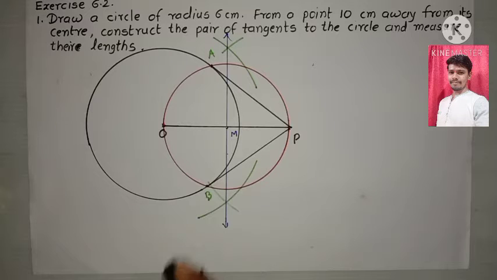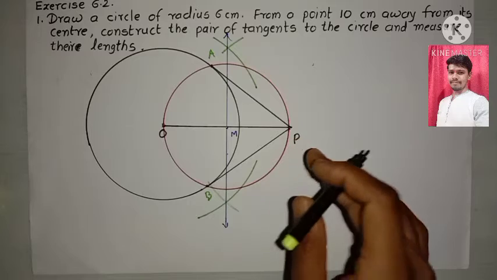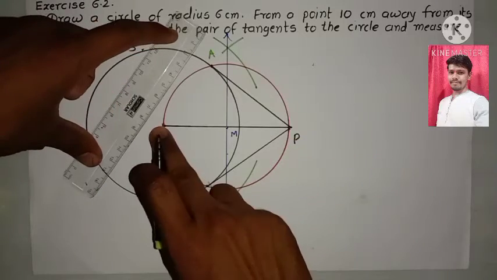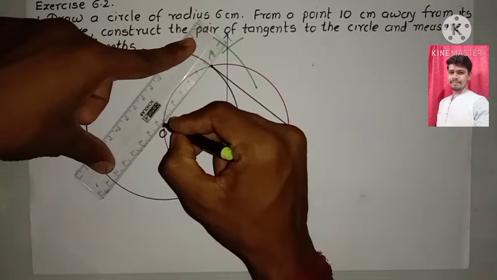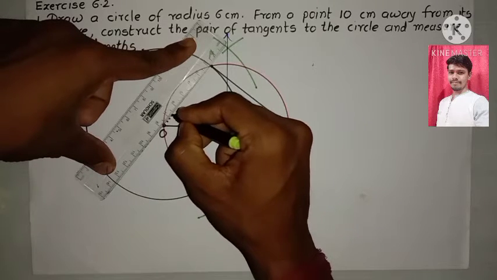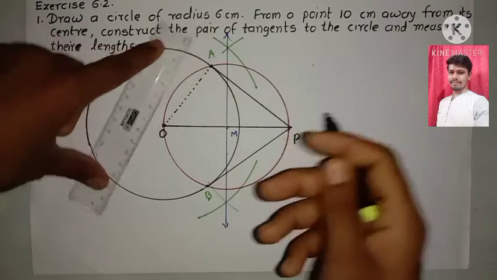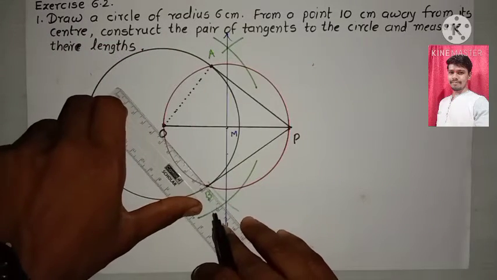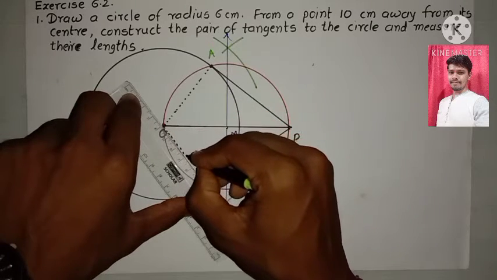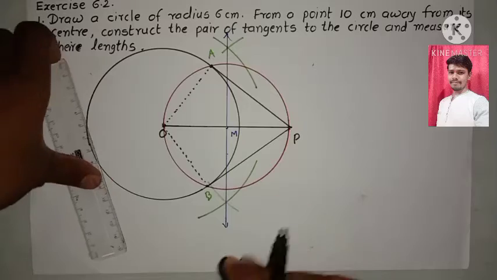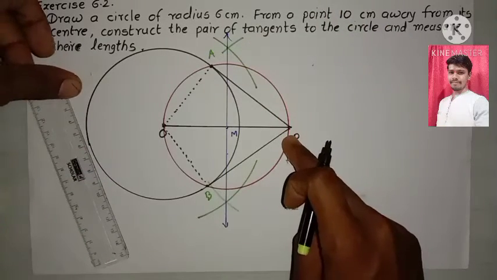Measure their lengths. One by one, for this, first we want to join OA and OB. I am using a dotted line here for understanding, the dotted line shown for joining OA and OB. Now one by one we want the AP and BP values that were asked.